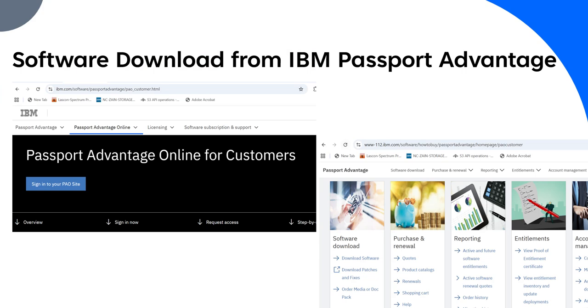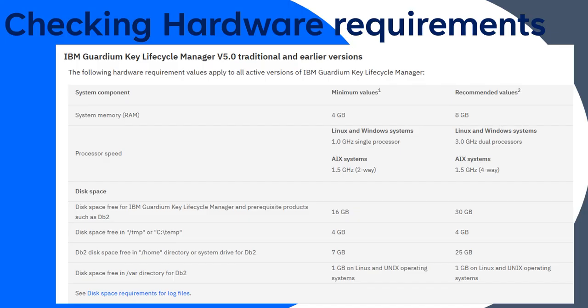You will download the software from Passport Advantage. The good thing is that IBM is providing a 90 days free trial version. You can download and install it. Here are some hardware requirements, and compared to version 4 it's almost similar.